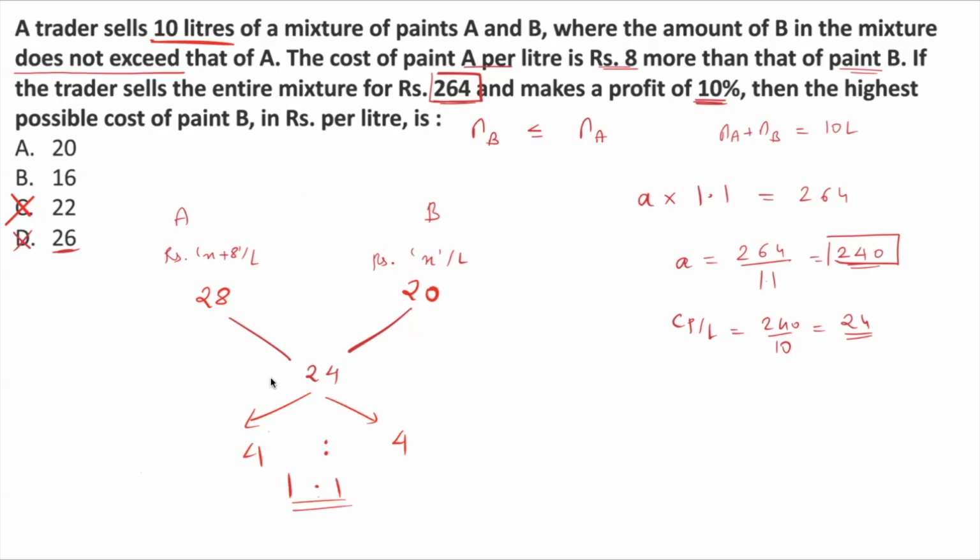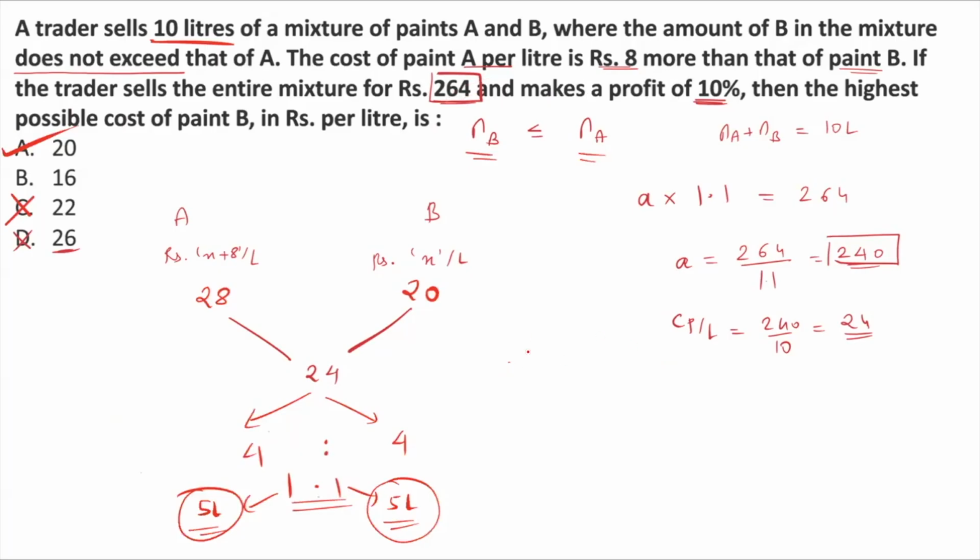So out of the 10 liters mixture, half the mixture, or 5 liters, is A. The other 5 liters is B. Yes, that's possible, right? The content of B can be less than or equal to A. So 5 liters and 5 liters is acceptable. And that's why the answer has to be option A.